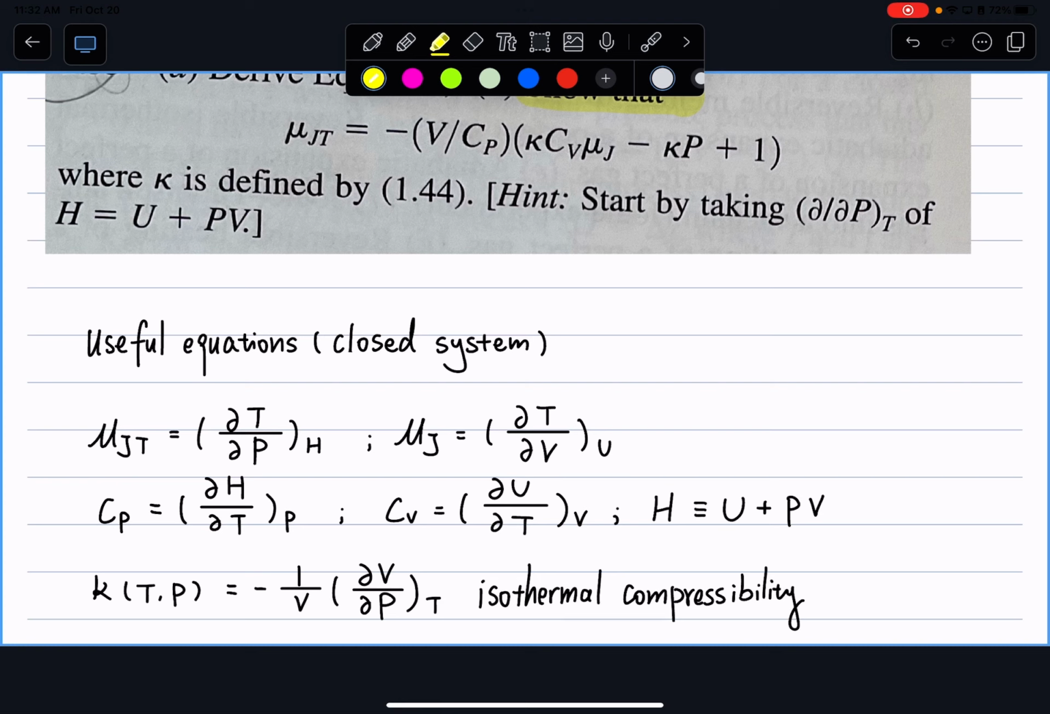With me so far? Yes. Yes, that's right. All right, so we have this term written out.